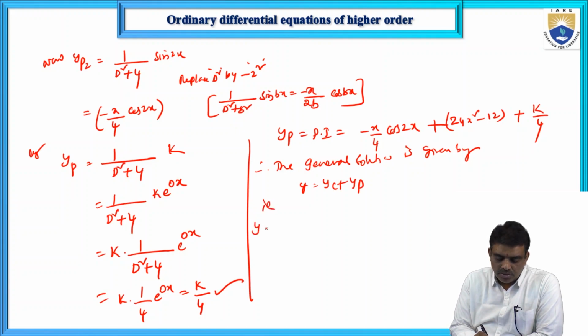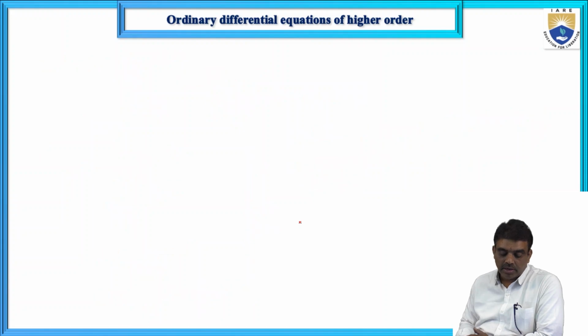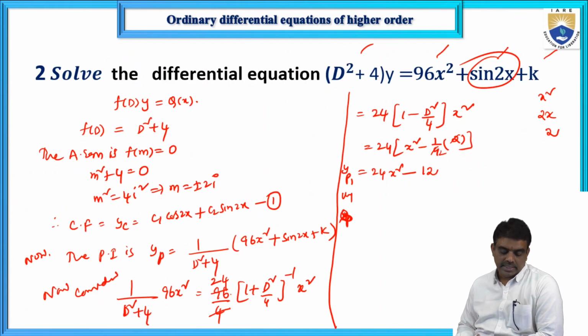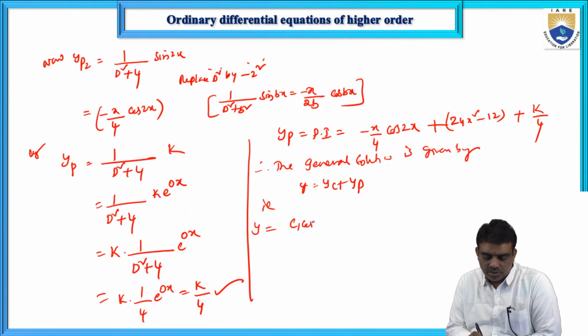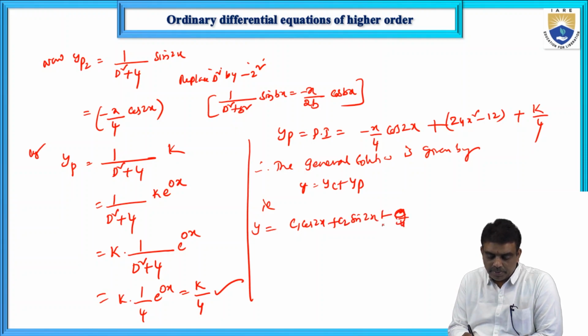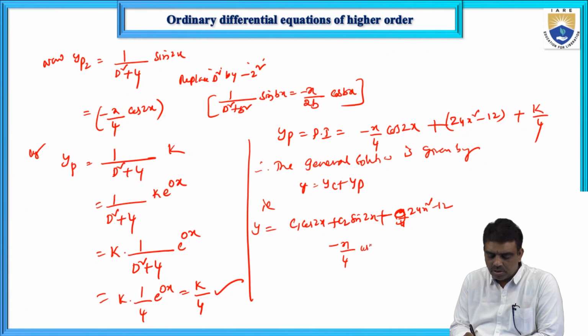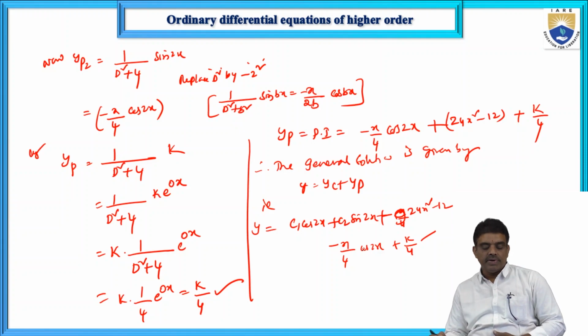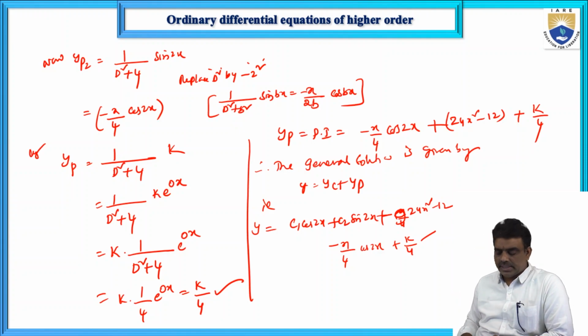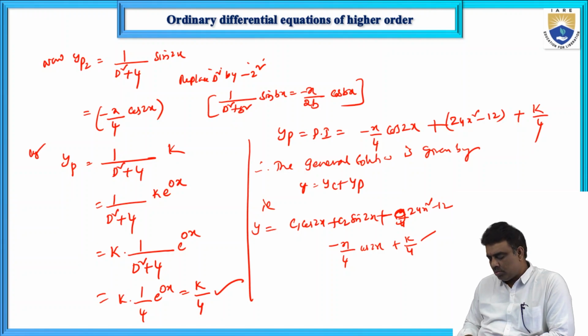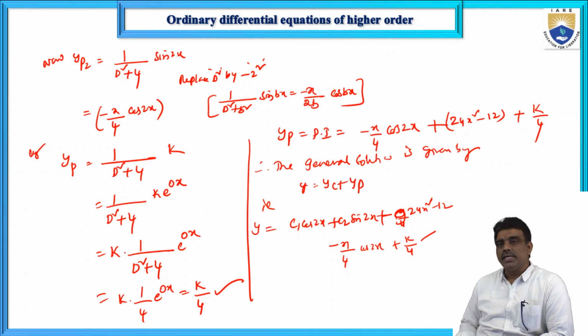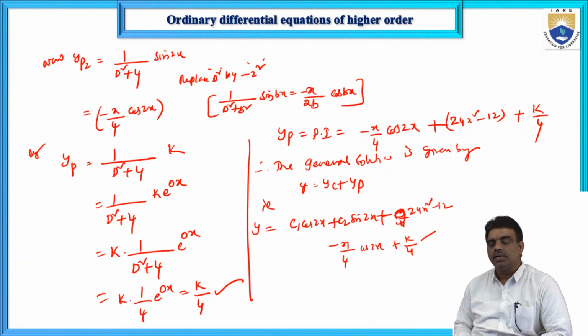That is, y is equal to yc. What is yc? We have already calculated yc as c1 cos 2x plus c2 sin 2x. So y is c1 cos 2x plus c2 sin 2x plus yp, that is, plus 24x square minus 12 minus x by 4 cos 2x plus k by 4. This is the required solution of the given differential equation, obtained by yc plus yp, the general solution.